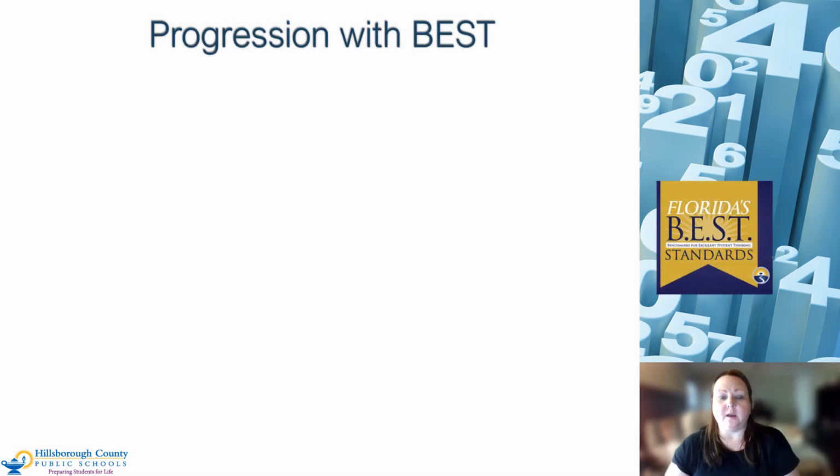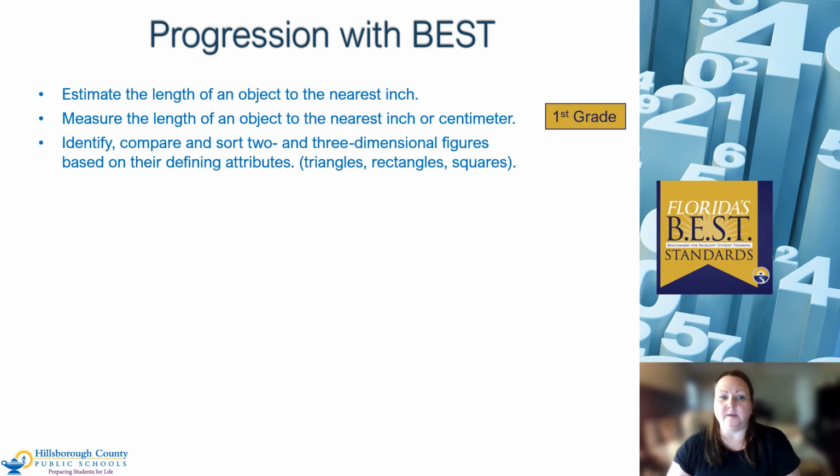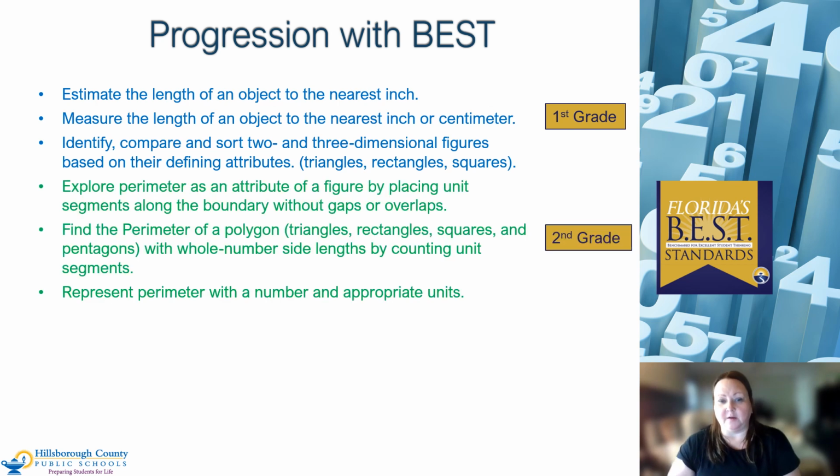So let's look at the progression of perimeter benchmarks with BEST. In first grade, they estimated the length of an object to the nearest inch, measured the length of an object to the nearest inch or centimeter, and identified, compared, and sorted 2- and 3-dimensional figures based on defining attributes, which is especially important whenever we're dealing with triangles, rectangles, and squares for second grade. In second grade, we're exploring those attributes by placing unit segments along the boundary of those figures without gaps or overlaps. We're also finding the perimeter of a polygon when we're given whole number side lengths by counting those unit segments or adding them. And then we're also representing perimeter with a number and appropriate units.